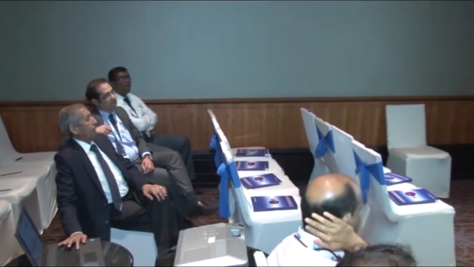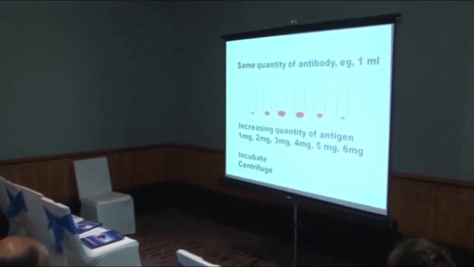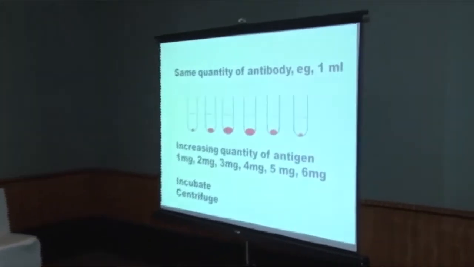tubes, the same quantity of antibody, and to that increasing quantity of antigen is added, 1 milligram, 2 milligram, 3 milligram, like that, and incubation is done. Such a thing will be noticed. That is the initial, when there is a lower quantity of antigen, there will be a small precipitate. The same thing happens in large quantity of antigen also.